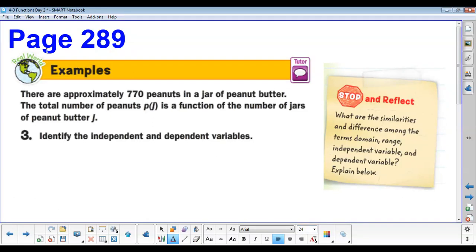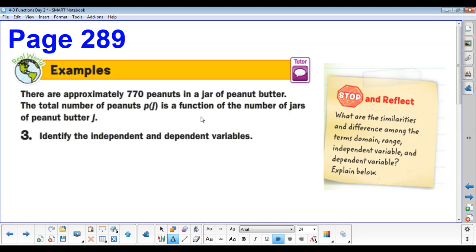On page 289, we're going to go through our last example for today. There are approximately 770 peanuts in a jar of peanut butter. The total number of peanuts, P of J, is a function of the number of jars of peanut butter, J. Identify the independent and dependent variables.